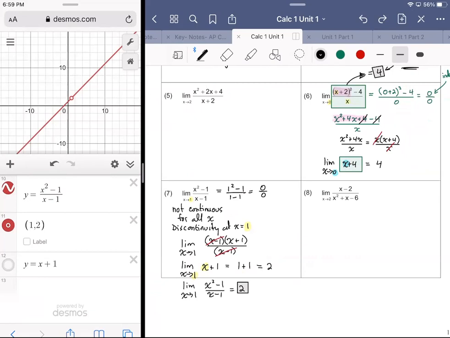Oh, I wanted to check something real quick. I don't know what was happening with that.